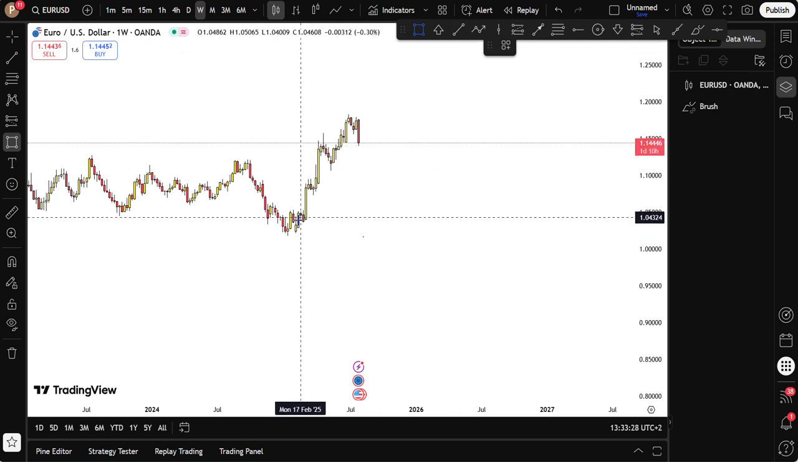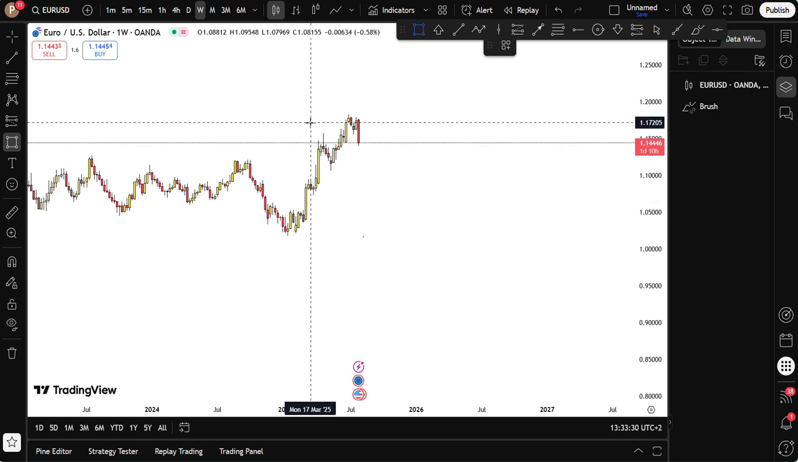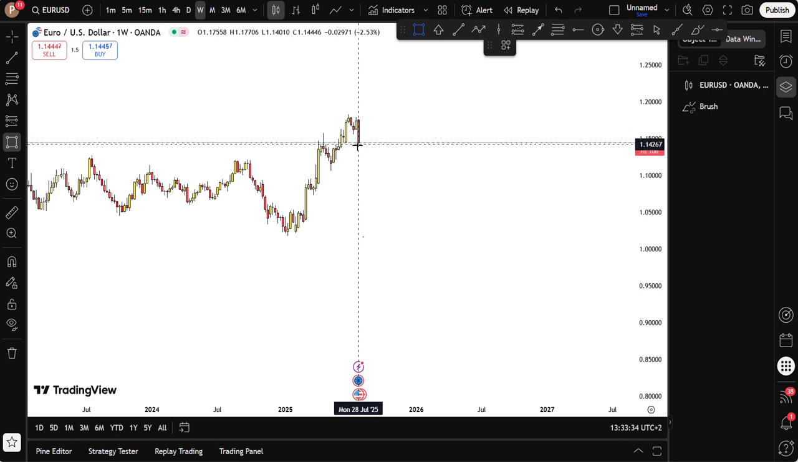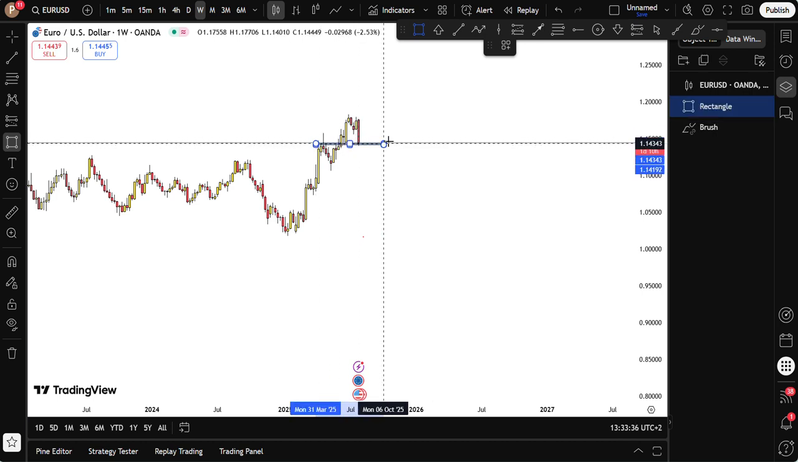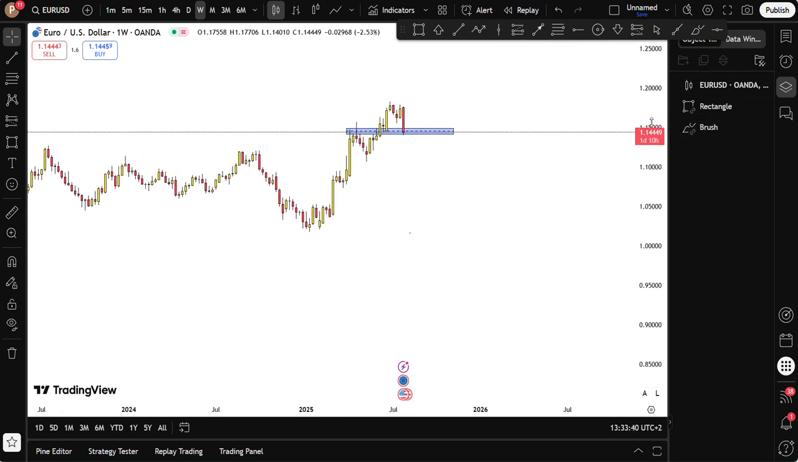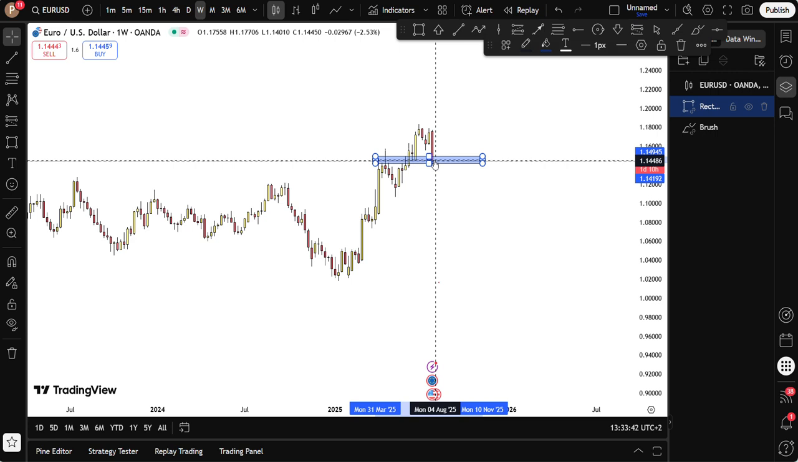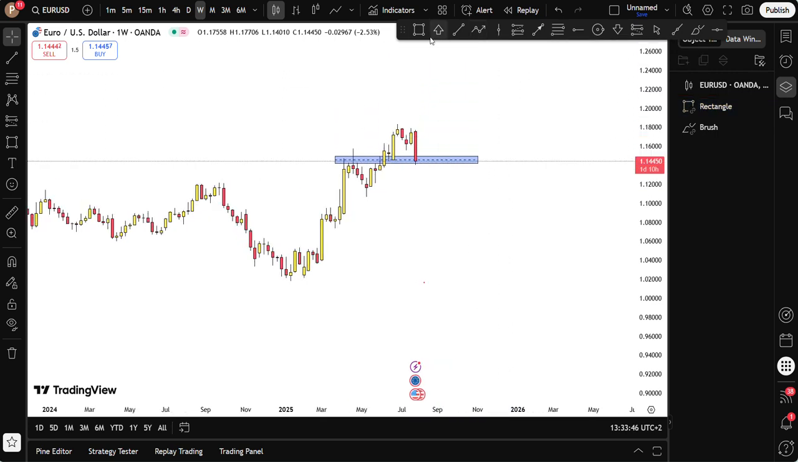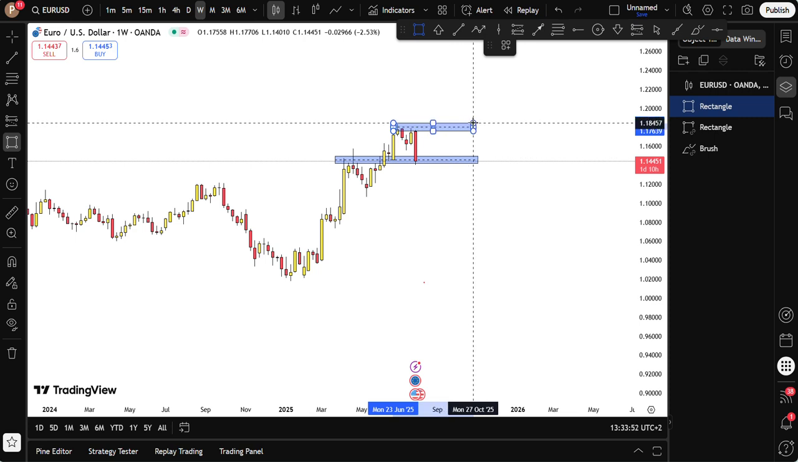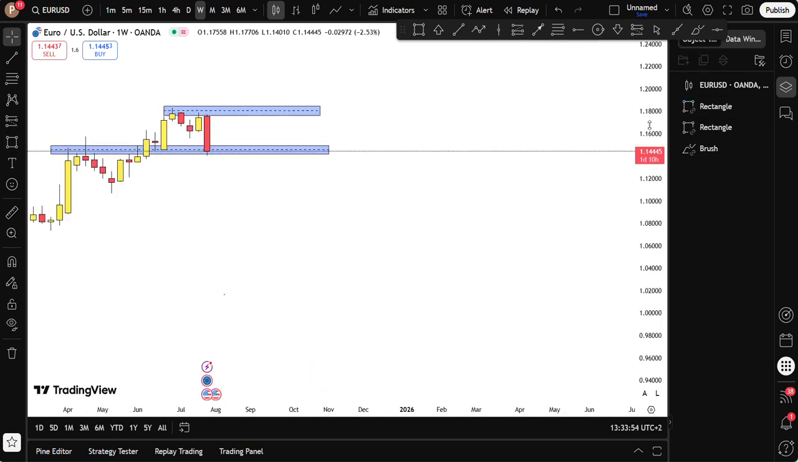So here's the higher high, here's the higher low, here's the higher high, here's the higher low, higher high. So in order for this higher high to keep going, it needs to test this zone here, the previous high. It needs to keep going up. So that's the current support structure. This is the current resistance structure, right?